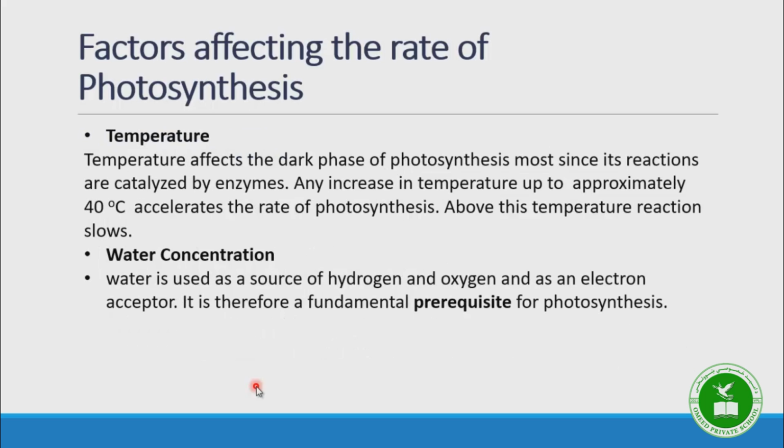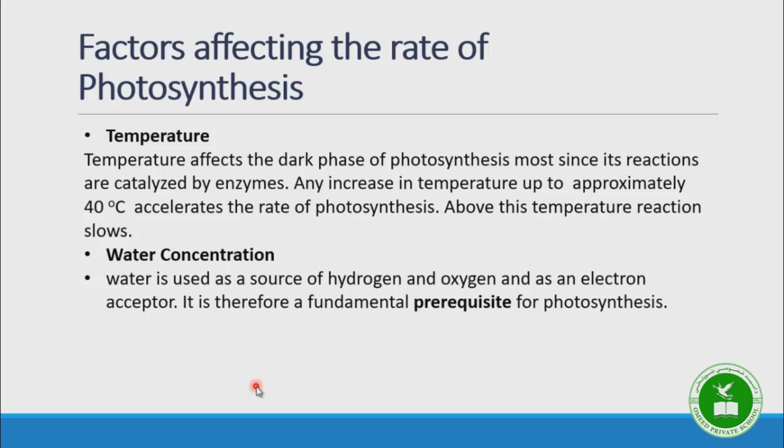The third one is temperature. Temperature mostly affects the dark phase of photosynthesis because most of the reactions of the dark phase are catalyzed by enzymes. We know that enzymes are proteinaceous in structure, and if the temperature increases too much, the structure of the enzymes is damaged, so the rate of reaction of photosynthesis is decreased.